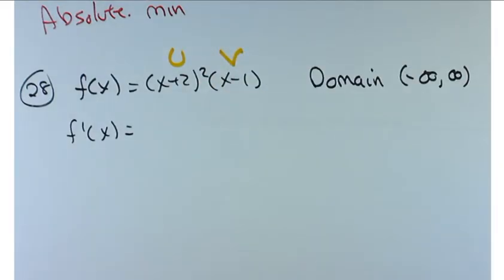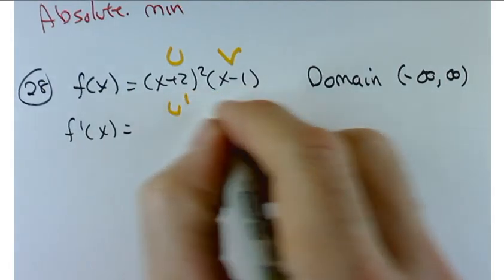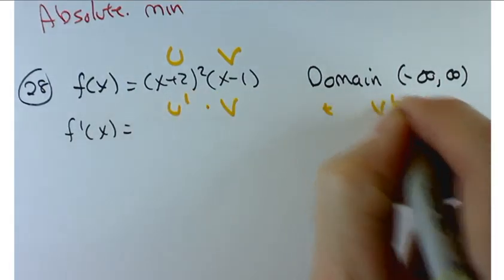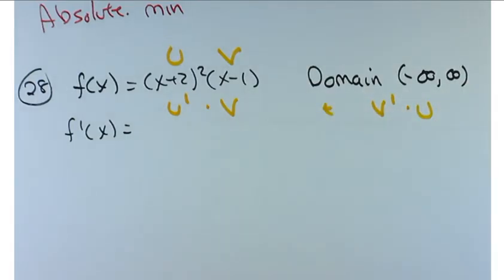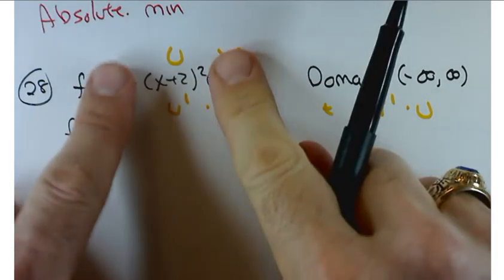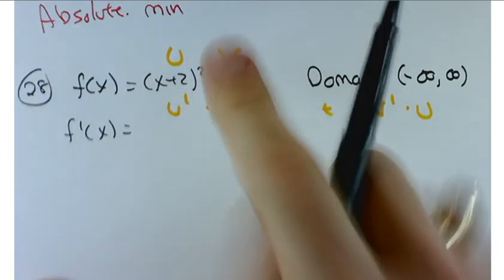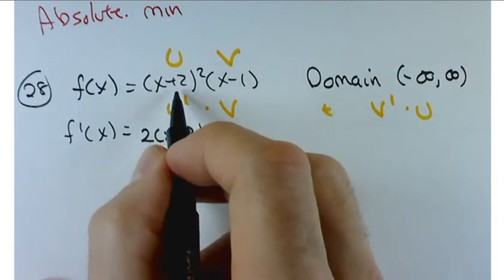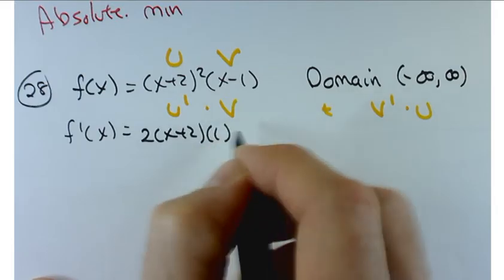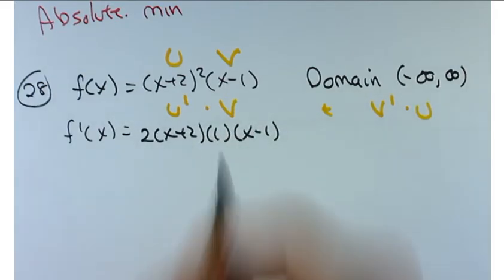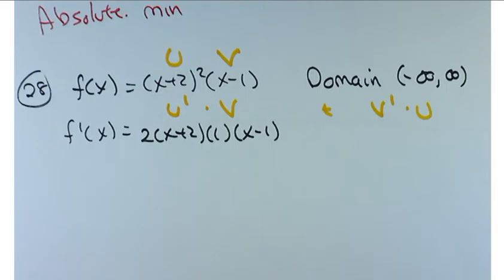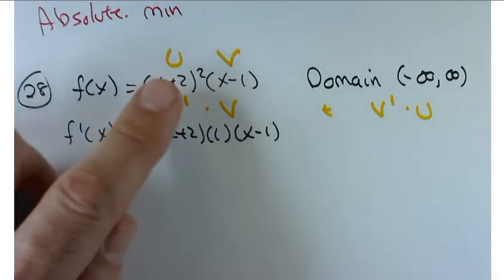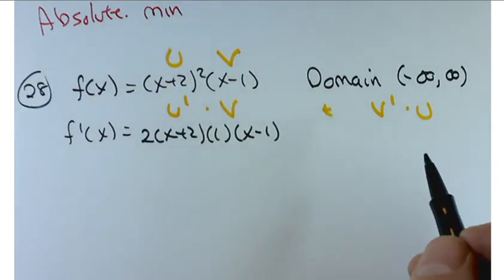So I want to calculate u prime times v plus v prime times u. What's u prime going to equal? 2 times (x plus 2) to the first power, times the derivative of the inside, but what's the derivative of the inside? Times 1. Good, so I'll put the 1 there just as a reminder that we had to use the chain rule, even though it really doesn't affect our calculation at all. Good. How about the derivative of the second times the first? All right, so it's going to be plus 1 times (x plus 2) squared.